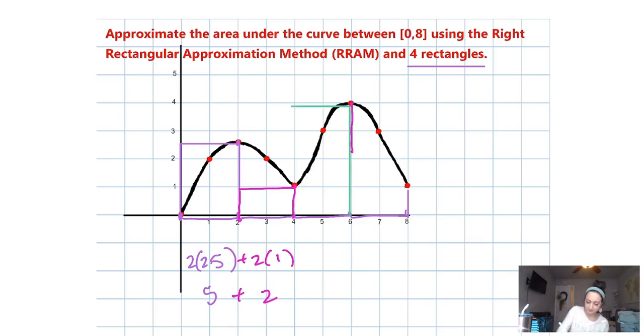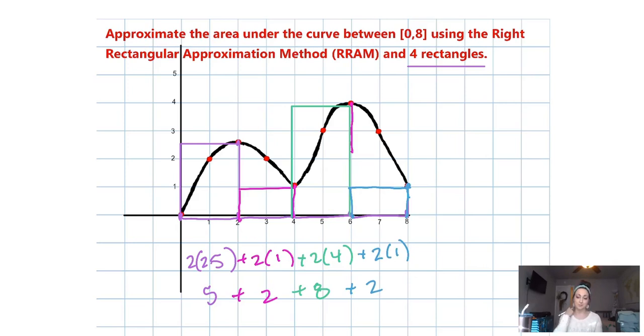So my rectangle looks something like this. So I'm just adding that area. So my base is 2, my height is 4, so my area is 8, right? Okay, and then the final rectangle goes from x equals 6 to 8. 8 is your right endpoint, so find the y value when x is 8. It's going to be up here. And here is my final rectangle. So again, adding on, I've got a base of 2, a height of 1, so that's an area of 2. So my RRAM approximation with 4 rectangles in this case is 17.